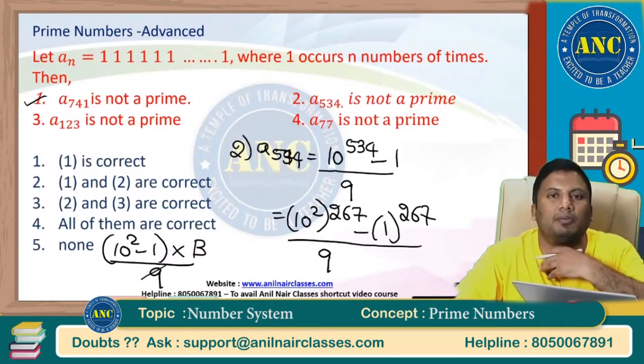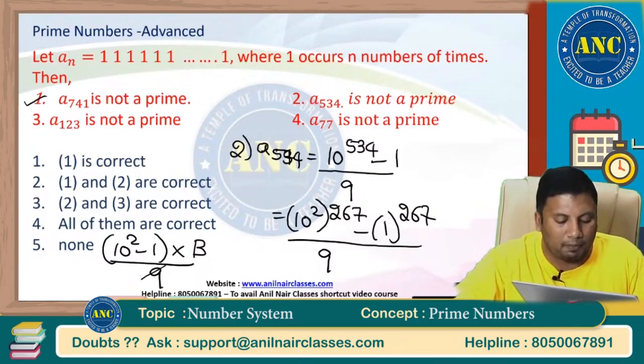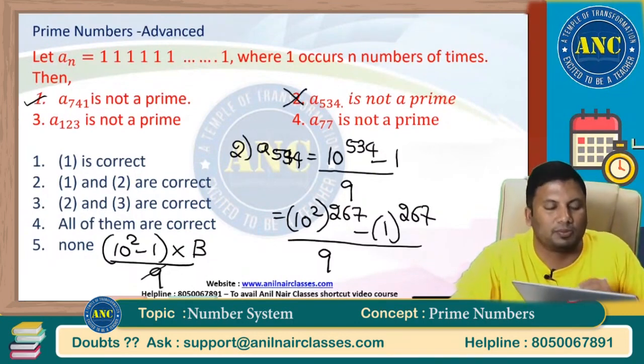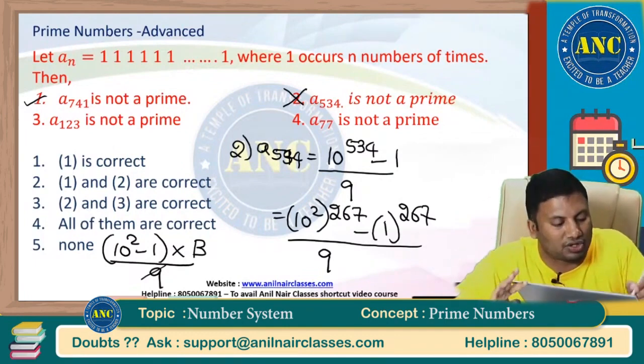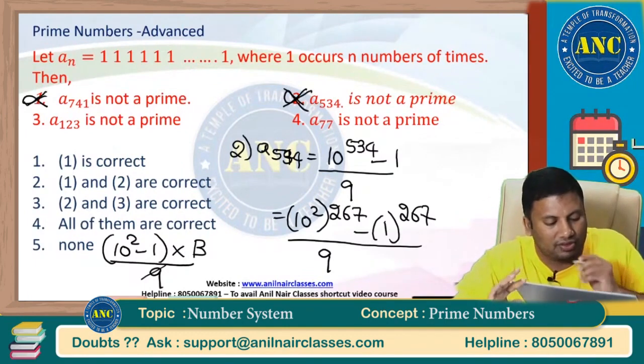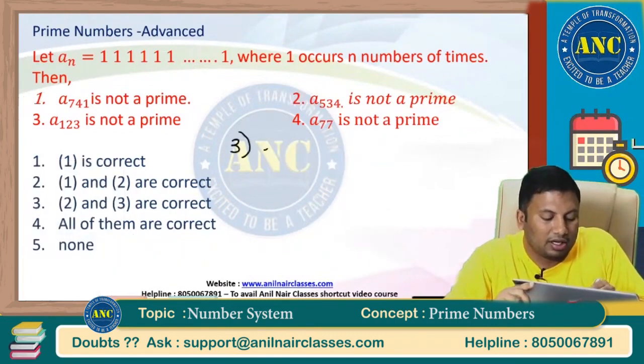If it is divisible by 11, then other than 11 itself, every other multiple of 11 is a composite number. These are purely advanced level, conceptual level questions. Next one, the third one, A123.